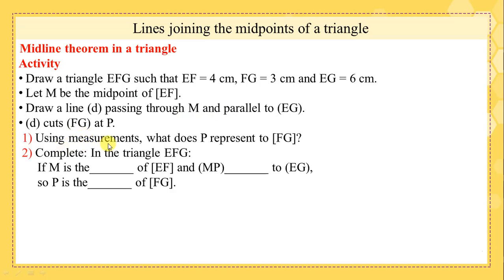1. Using measurements, what does P represent to FG? 2. Complete. In the triangle EFG, if M is the midpoint of EF and MP is parallel to EG, so P is the midpoint of FG. Please pause the video and try to solve this activity.